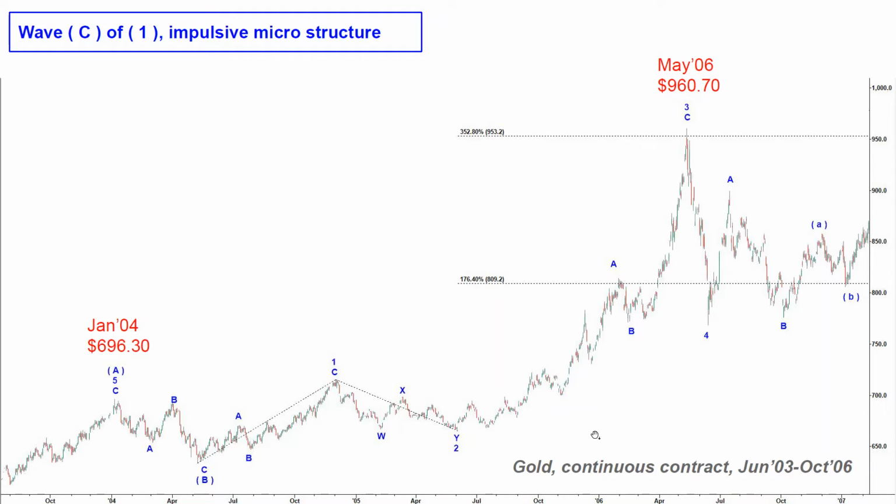Okay, let's continue. So we got 1, 2, 3, 4, and from here we should get the final ABC up, which would complete the 5th wave up.